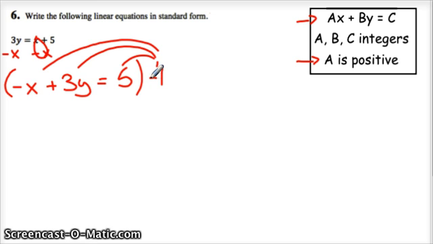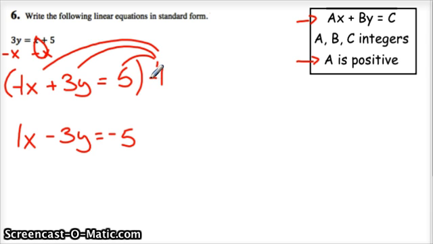So a negative x times a negative 1, that's negative 1 times negative 1. Remember, if there's no number, it stands for 1. So negative 1 times negative 1 is a positive 1, so I'm left with 1x. Negative 1 times 3 is going to be negative 3y. And that's equal to negative 1 times 5, or negative 5.